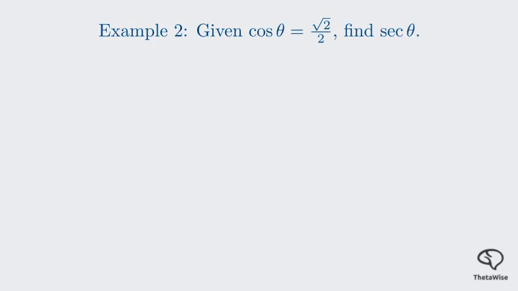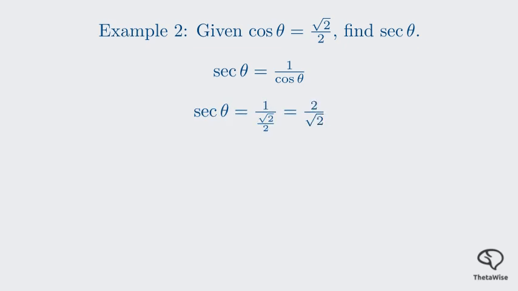Let's try another example, but this time with secant. Suppose we are given that cosine theta equals the square root of 2 over 2, and we need to find secant theta. We recall that secant is the reciprocal of cosine. So our identity is sec theta equals 1 over cos theta. Plugging in the value for cosine, we get 1 over the square root of 2 over 2. This simplifies to 2 over the square root of 2.